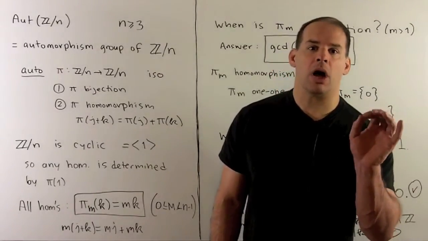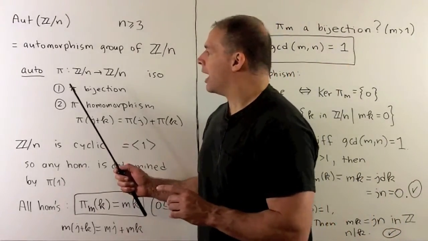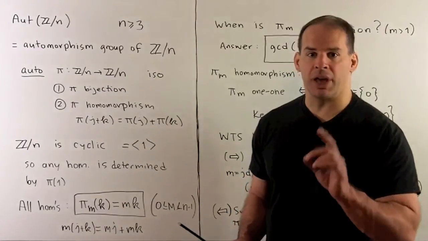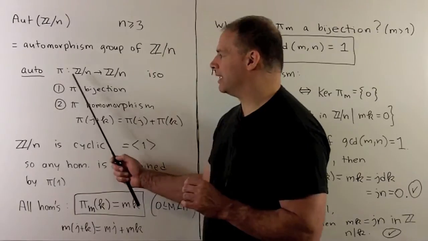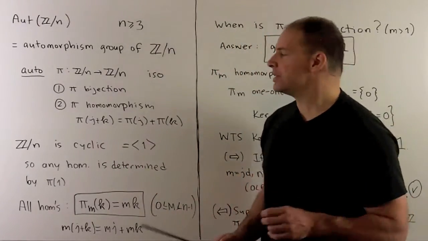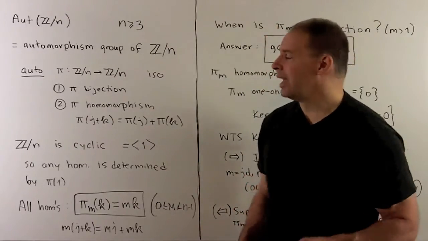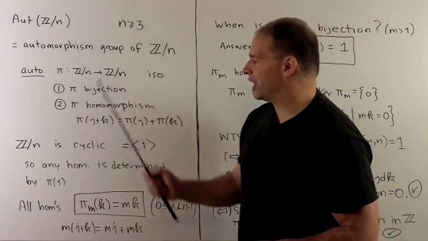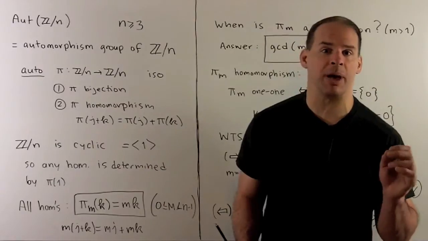Now, let's recall the definition of automorphism. An automorphism is just an isomorphism from our group back into itself. So here, we'll have pi going from Z mod n to Z mod n. To be an isomorphism means pi is a bijection, so one-to-one and onto, and pi is a homomorphism. Our operation is addition, so that says pi of j plus k equals pi of j plus pi of k.